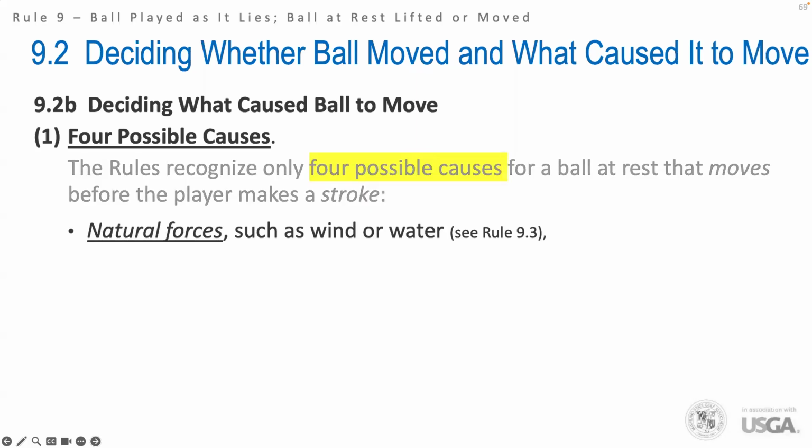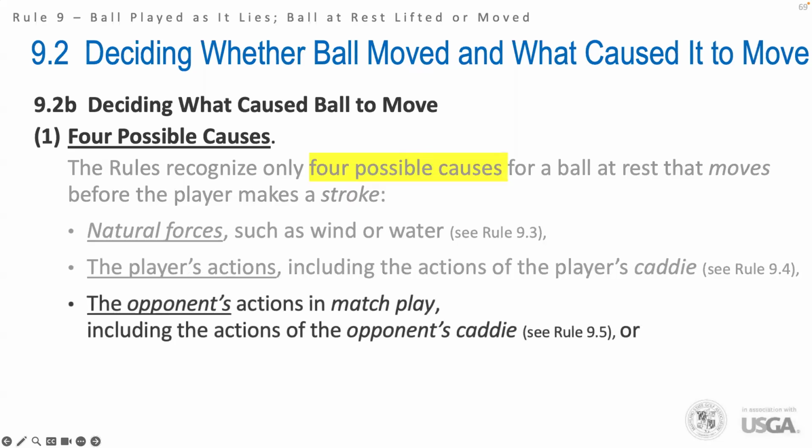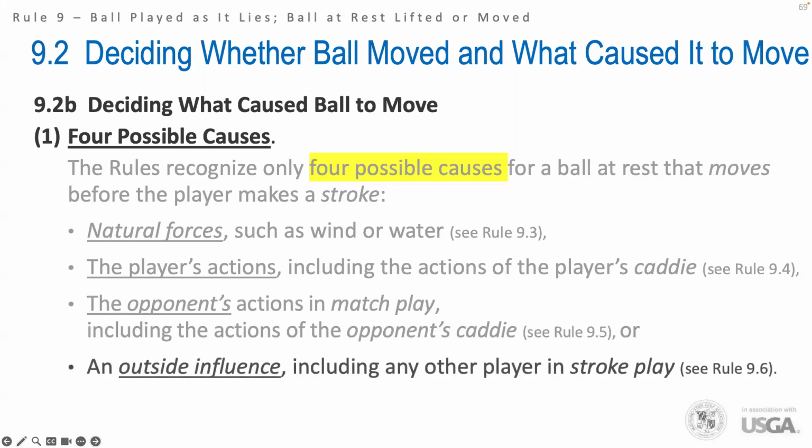Natural forces, such as wind or water; the player's actions, maybe their caddy, maybe their partner, maybe their partner's caddy; the opponent's actions in match play, including the actions of the opponent's caddy, their partner, or their partner's caddy; or an outside influence, including any other player in stroke play.